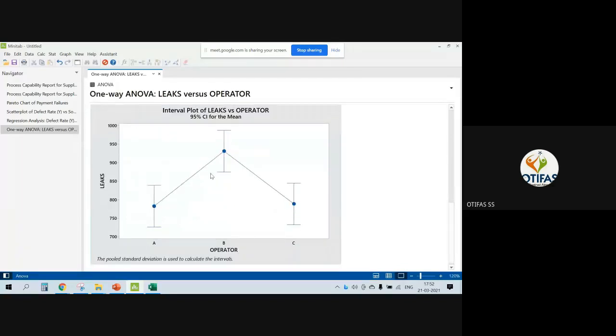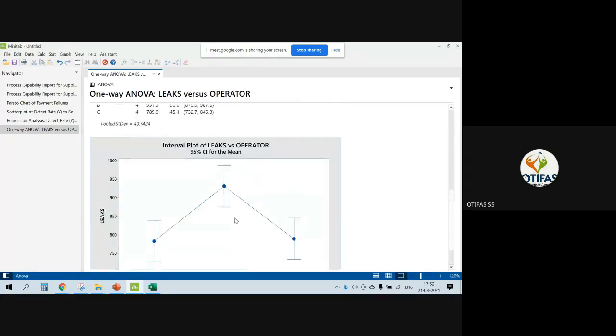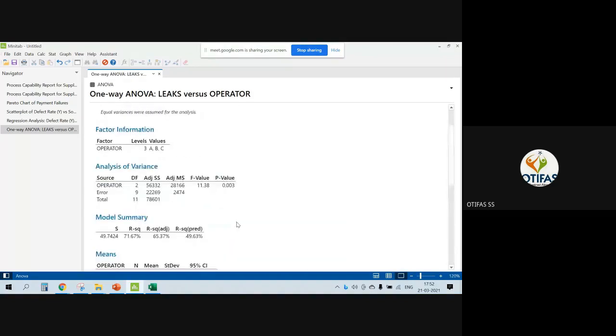Now same graph, isn't it? Now it seems to be significant, isn't it? Now, how will you find that it is significant or not? What is the quantifying value for that? What is that? I said p-value. What is the p-value here? 0.003. Now, tell me, is it less than 0.05? Yes. Yes, sir.